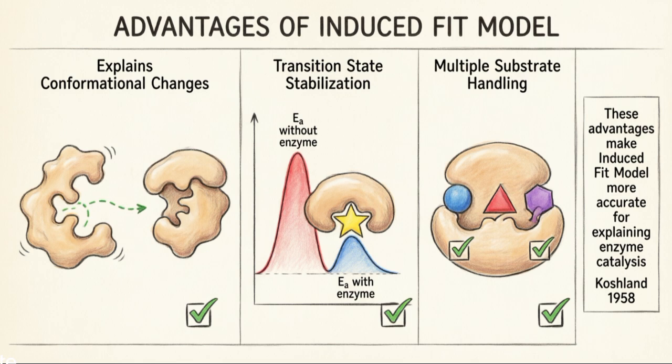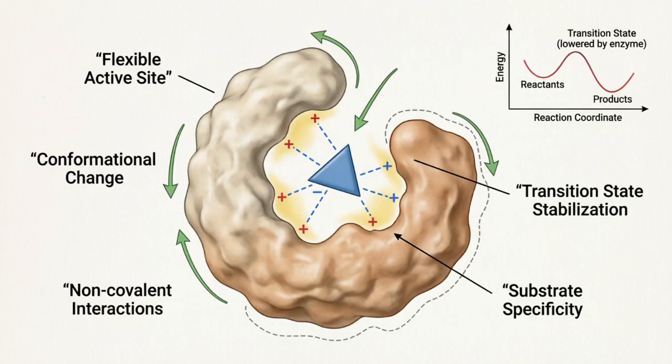The third section on the right is titled Multiple Substrate Handling. It shows a large beige enzyme accommodating 3 different shapes simultaneously: a blue circle, a red triangle, and a purple hexagon. 2 green check marks are visible near the bottom of the enzyme. A green check mark in a box is at the very bottom right. On the far right, a text box reads, "These advantages make induced fit model more accurate for explaining enzyme catalysis." Koshland 1950.